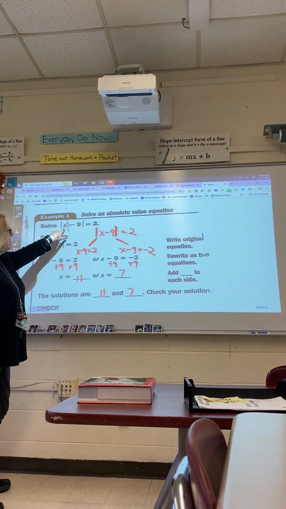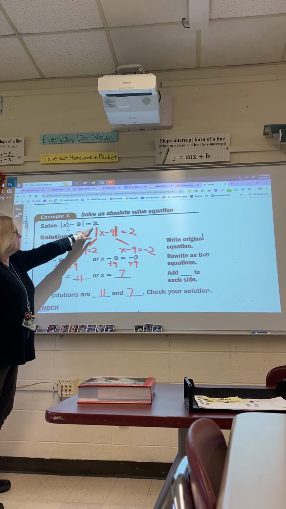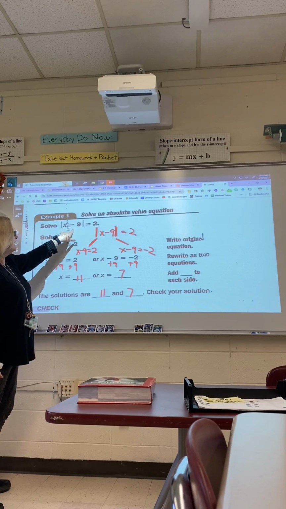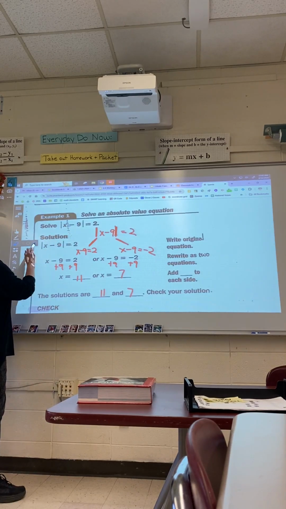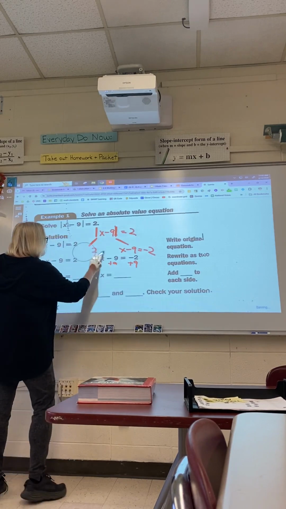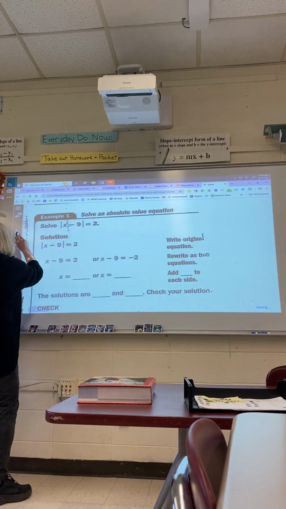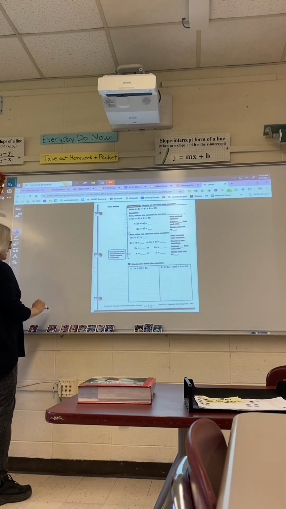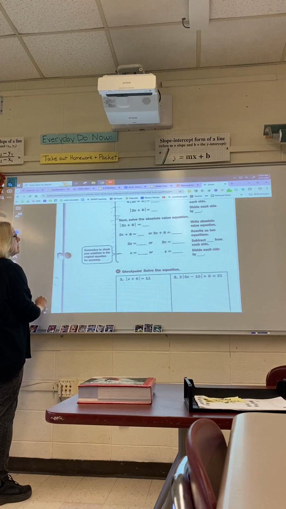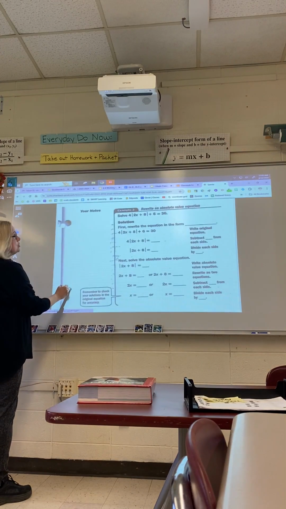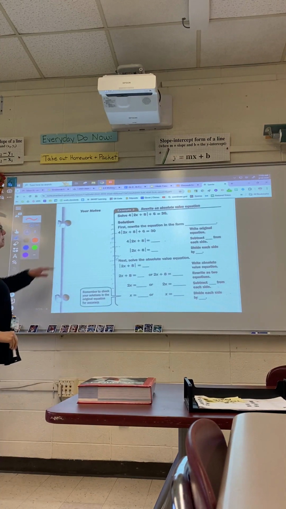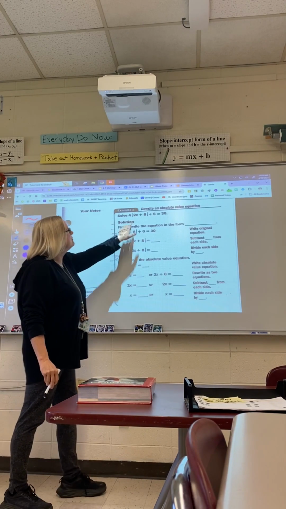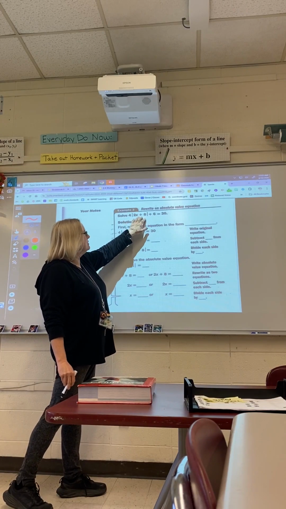And if I plug in 11, 11 minus 9 is 2, the absolute value of 2 is 2. 7 minus 9 is -2, the absolute value of -2 is 2. So it works. So when you have an absolute value equation, we always create two equations from that. Now, before we actually create the two equations, though, we have to always isolate the absolute value sign.